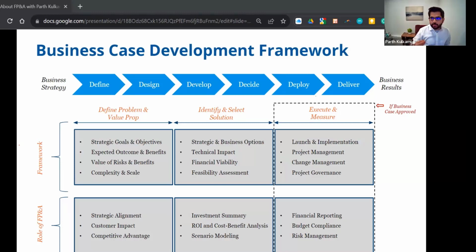And then in the execute and measure stage, from an FP&A standpoint we play an extremely critical role, which is, one, making sure that we are communicating the financial impact on an ongoing basis to our executives. So that becomes extremely critical. The second is making sure that we are holding the teams accountable to the budget that was sanctioned or approved for this particular initiative. So budget compliance, budget forecasting and budgeting in general become a very critical step on an ongoing basis once we actually launch the solution in the market.